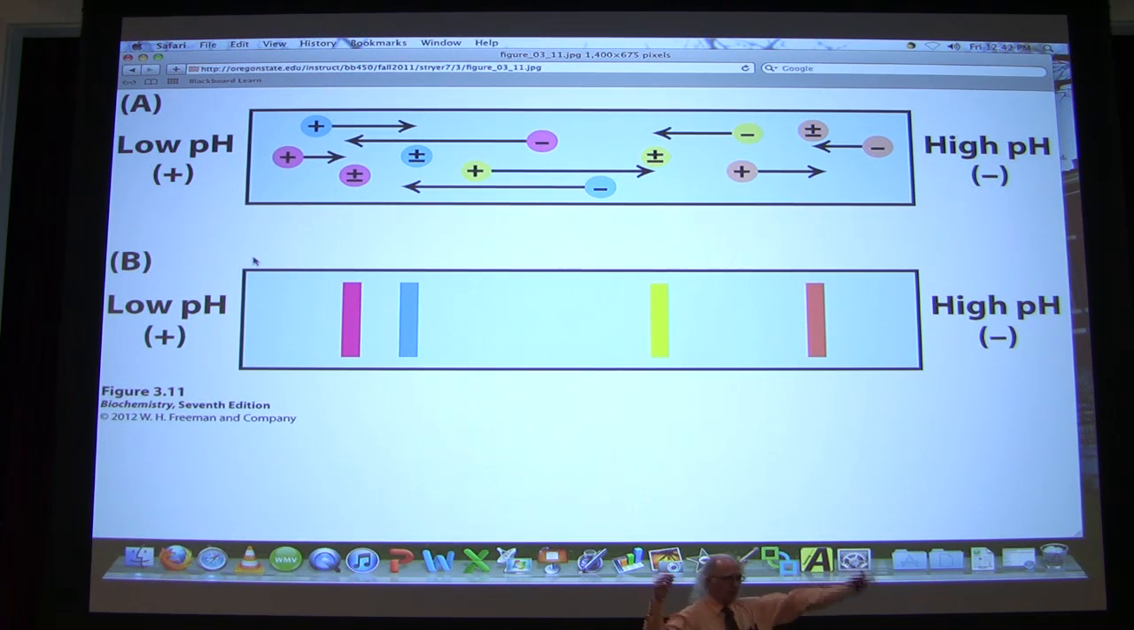Okay, so keep it simple. We've got positive, negative, and basically neutral in the middle. I've got a gradient of that. Okay? So this is a way of separating proteins on the basis of pI.